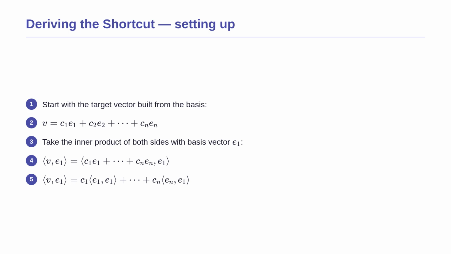We are setting out to prove why the coefficient shortcut works. We start by writing our target vector V as a combination of our basis vectors, E1 through En, multiplied by their unknown coefficients. To isolate the first coefficient, we take the inner product of both the left side and the right side with just one basis vector, E1. Because the inner product follows the distributive property, we can spread it across all the terms on the right side, pulling the number coefficients outside the angle brackets. This is exactly like multiplying a number into a set of parentheses in basic algebra.